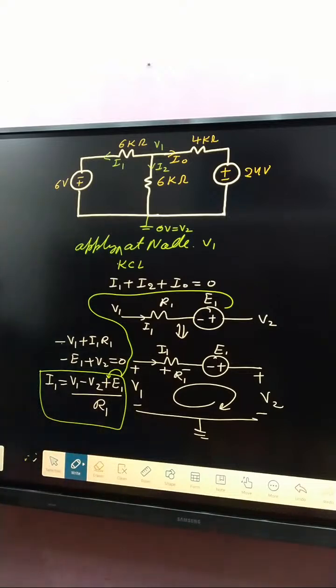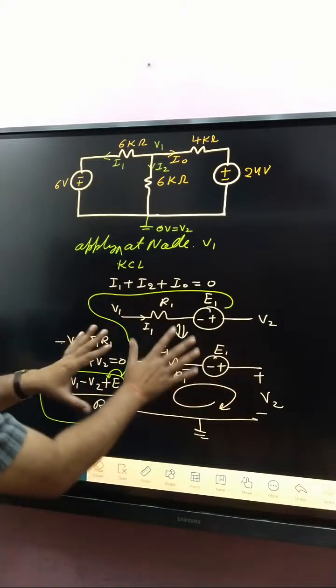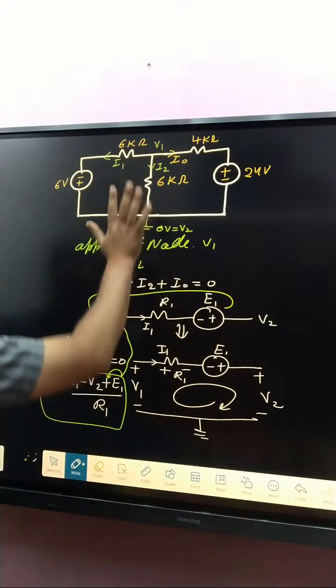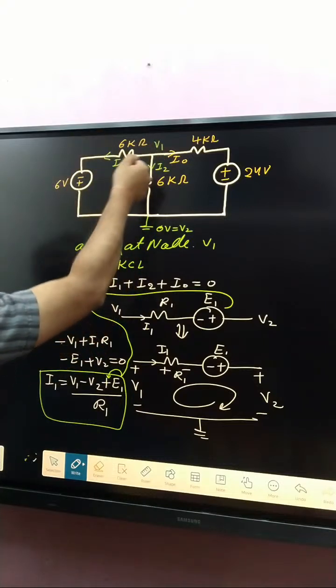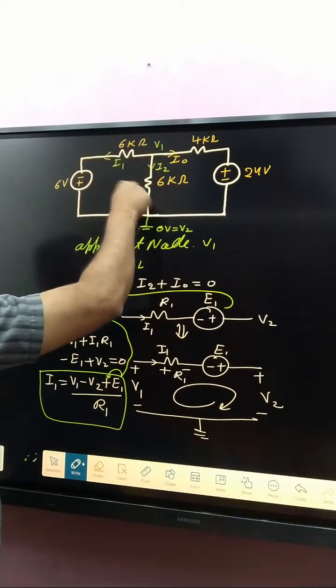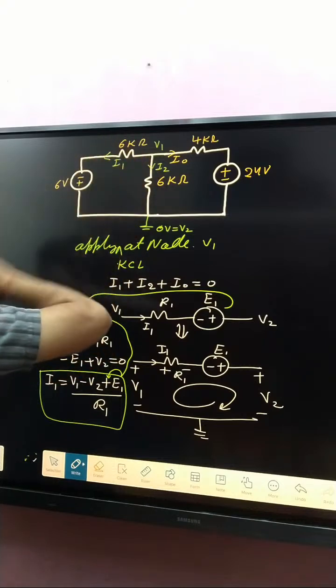Is it clear or not? If anyone has doubt about the approach, what about the current? If the current path is given like that, then how is the current written?